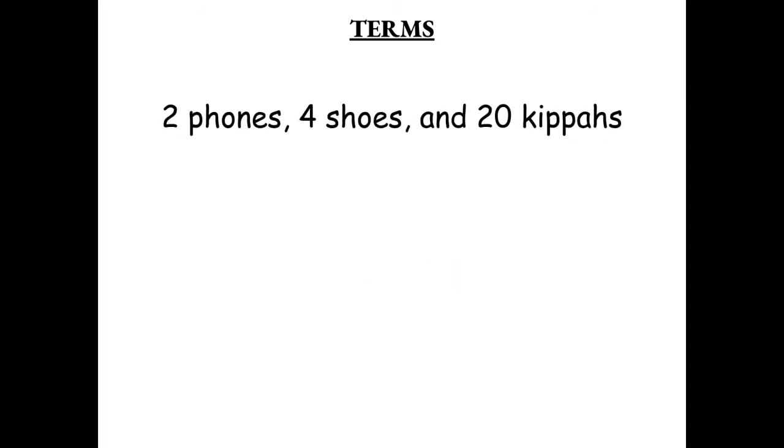Let's say we have 2 phones, 4 shoes, and 20 kippas. That's 3 different terms. You have 2 phones, that's considered one term. 4 shoes is considered a second term, and 20 kippas is considered the third term. Those are 3 different terms.